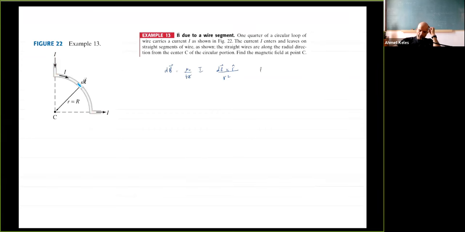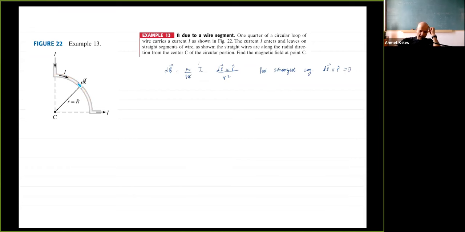So for straight segments, dl is like this, and dr is like this. What is the cross product of these two things? So this is dl, this is dr. As you can see, it's going to the point 0, right? Cross product of two parallel vectors is 0. So dl cross r hat is 0. So no contribution from there. So we only need to consider this portion.